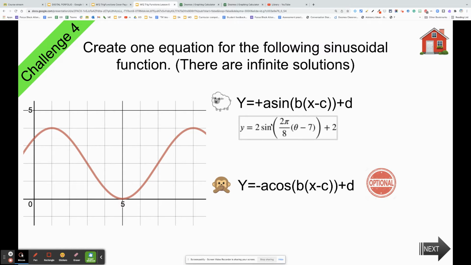And remember, a sine wave starts at an average and goes up. So I'm looking for an average that goes up. There's my average, it goes up. That is a y value of 7, so that's why the phase shift is theta minus 7.